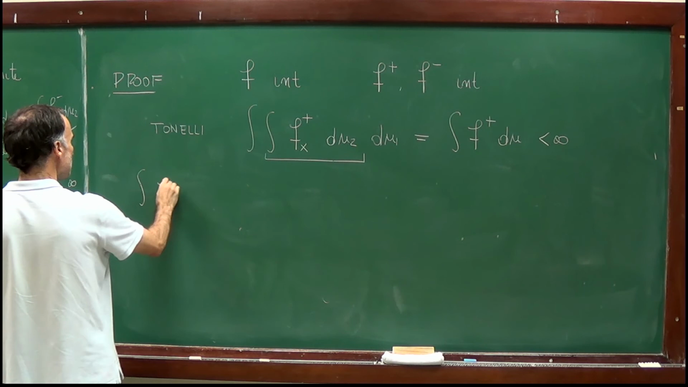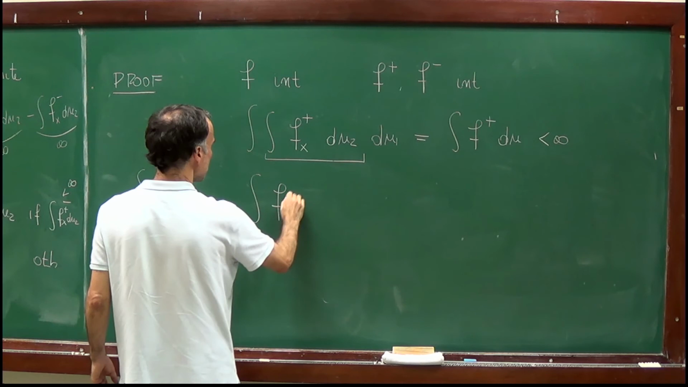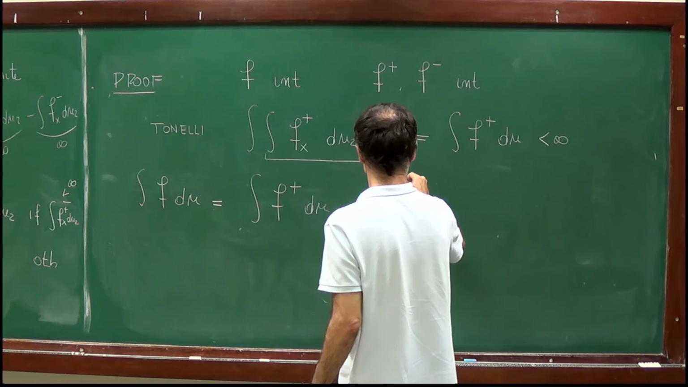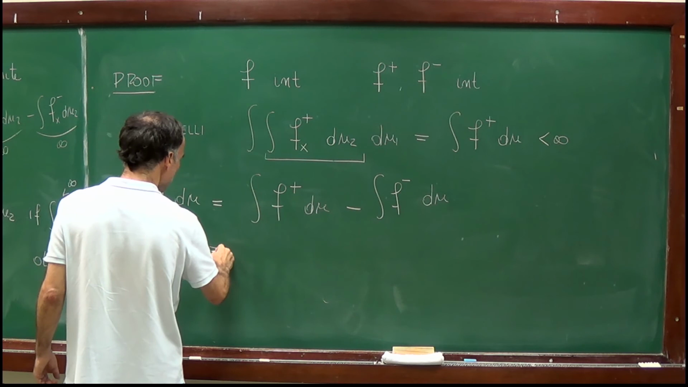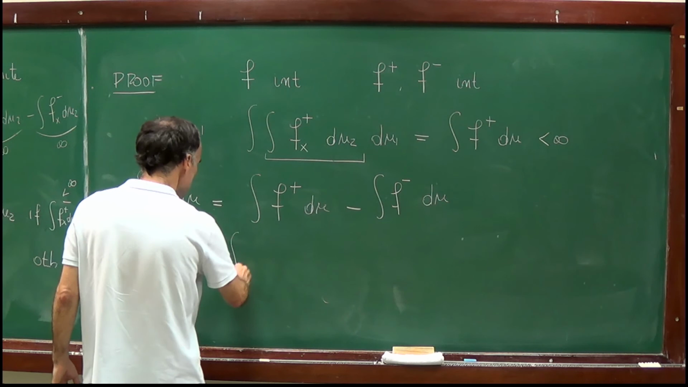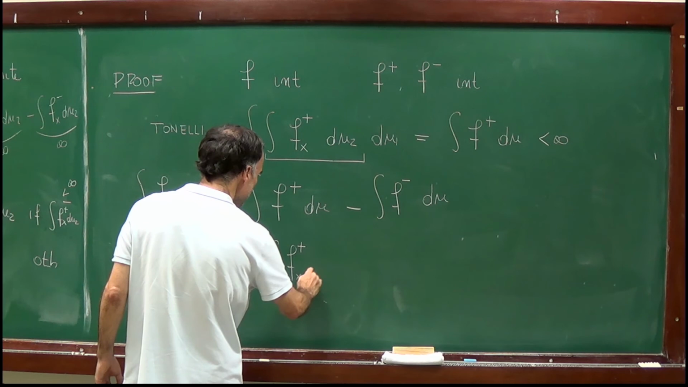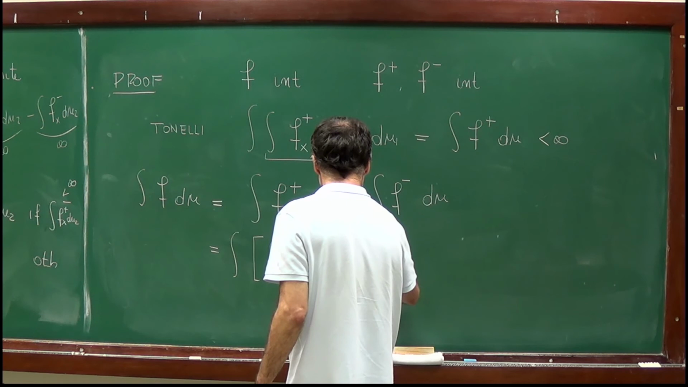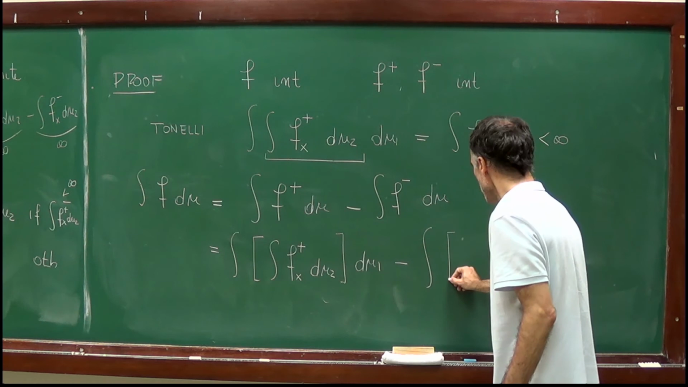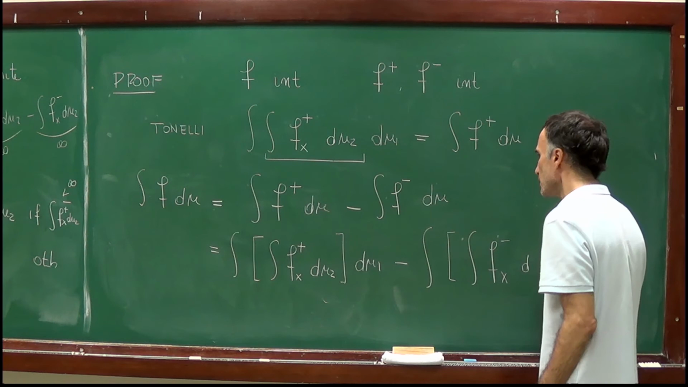Well, by definition, the integral of f d mu is equal to the integral of f plus d mu minus the integral of f minus d mu. Since f plus and f minus are non-negative, by Tonelli theorem, this first integral is equal to the integral of the integral of f plus x d mu 2 d mu 1, minus, by the same reason, the integral of the integral of f minus x d mu 2 d mu 1.